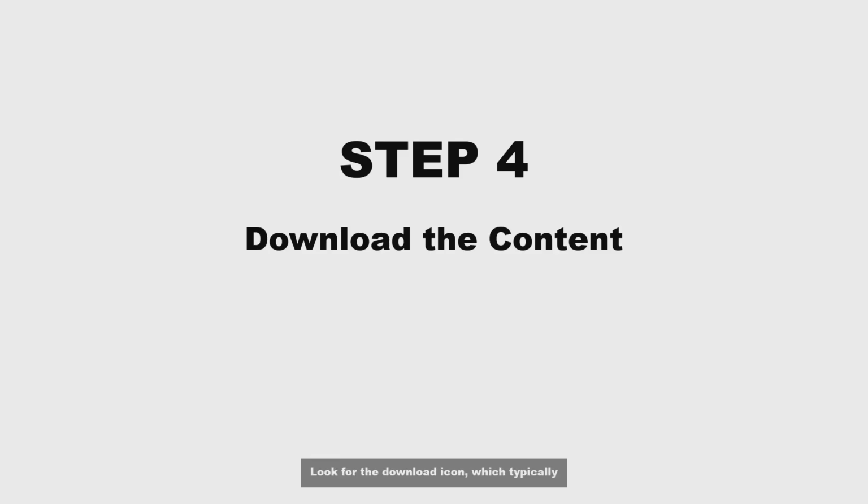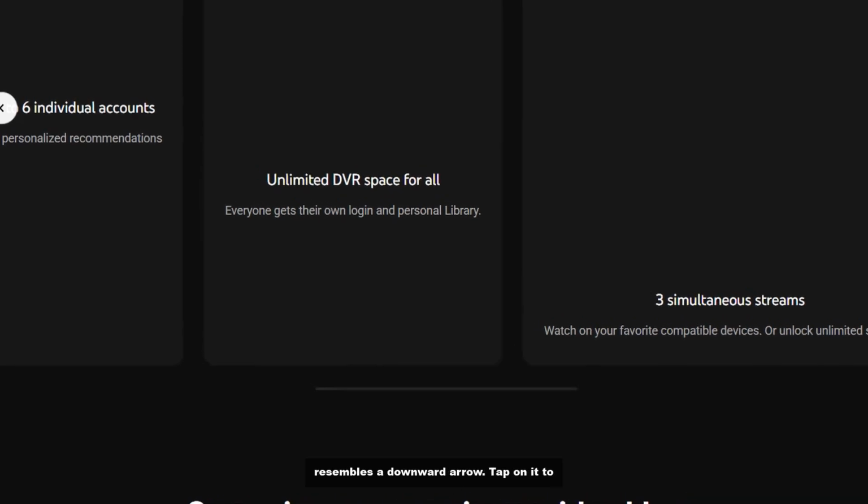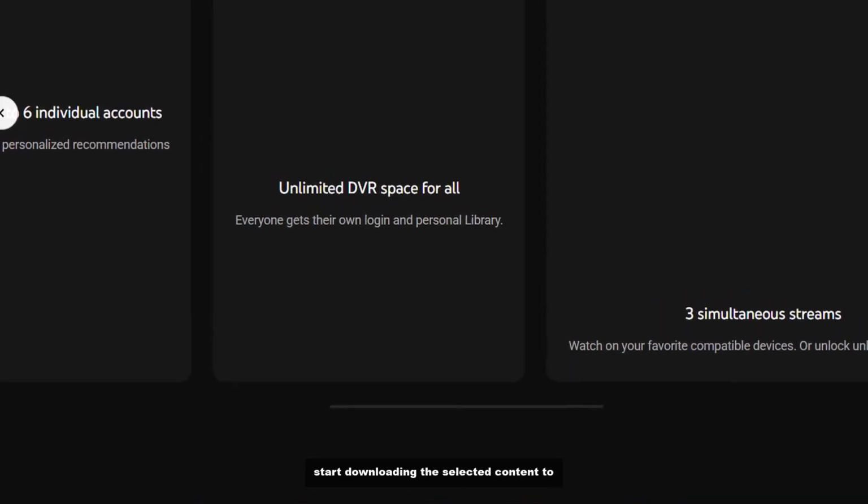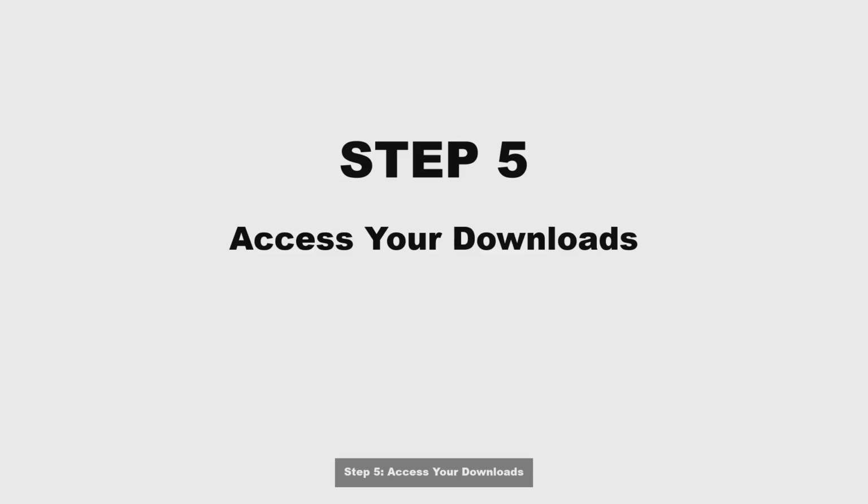Step 4. Download the content. Look for the download icon, which typically resembles a downward arrow. Tap on it to start downloading the selected content to your device.